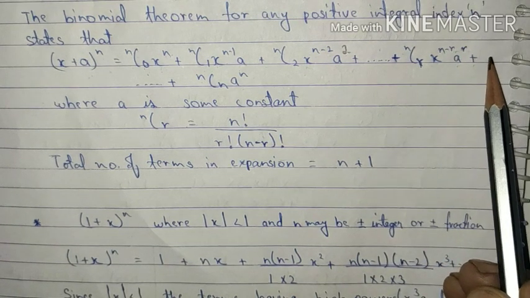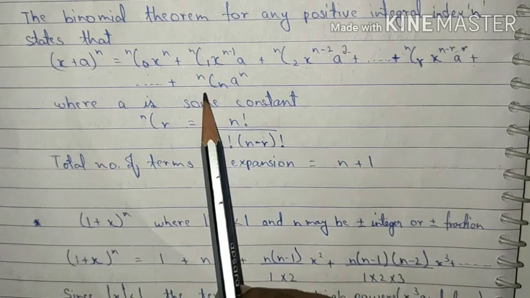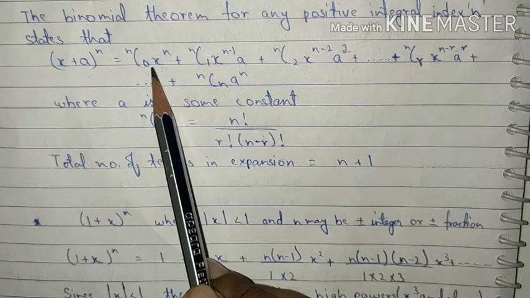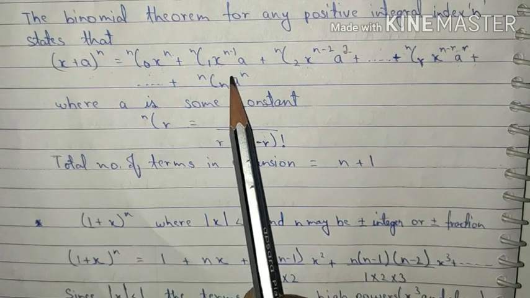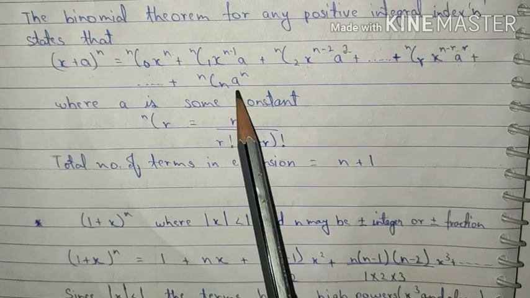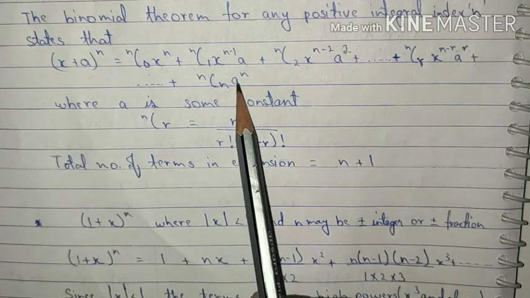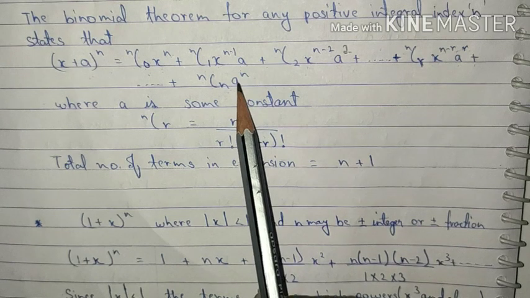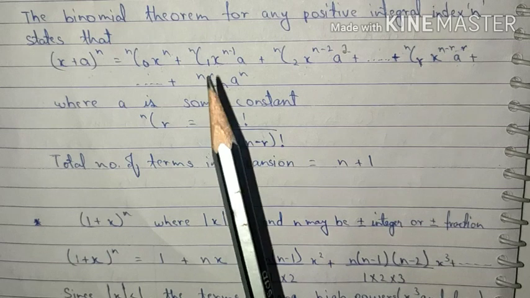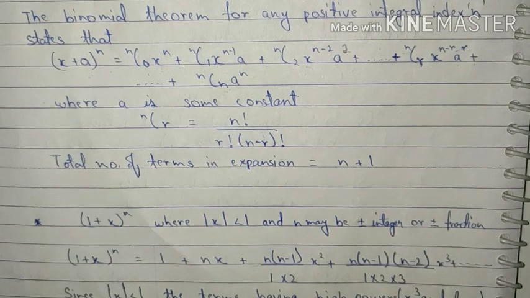As we keep on moving further, ultimately we are coming to a position where the power of x decreases to 0. That is, x is to the power 0 over here, which is 1, so I haven't represented it, and the power of a becomes maximum, so it has become n over here. Likewise we were observing b in previous cases.